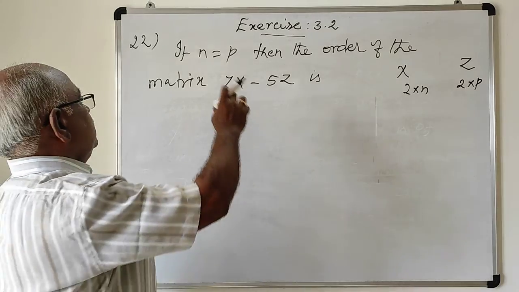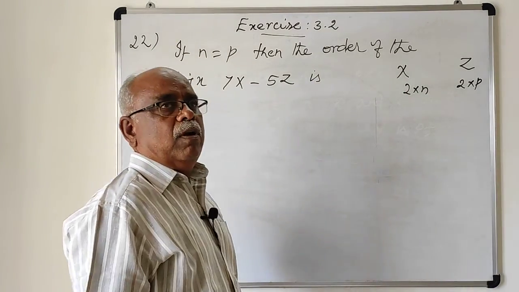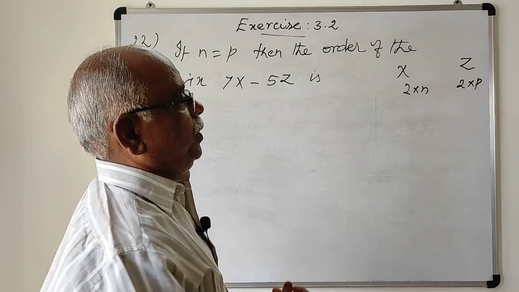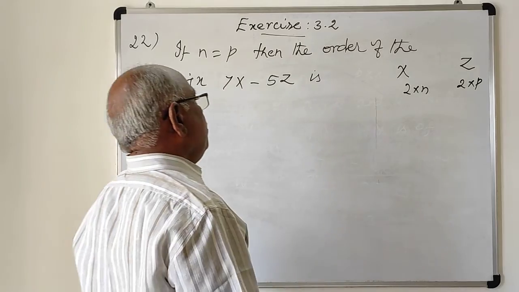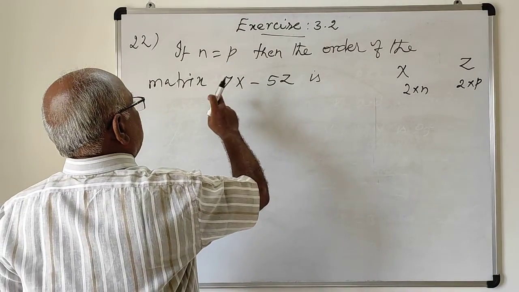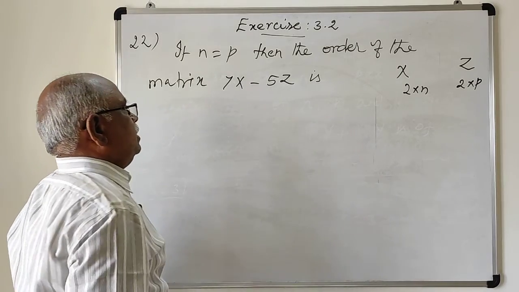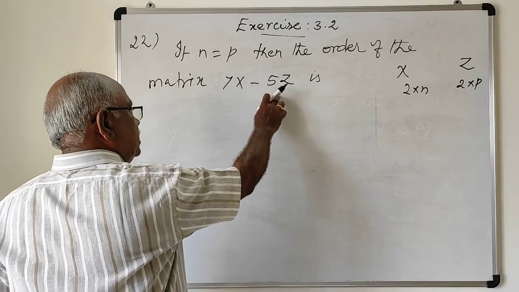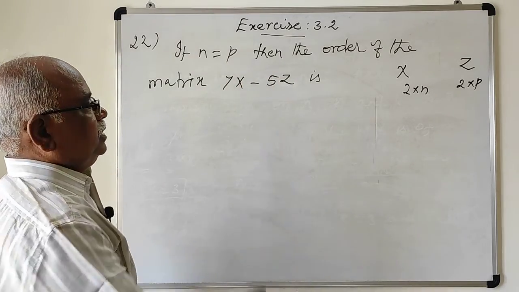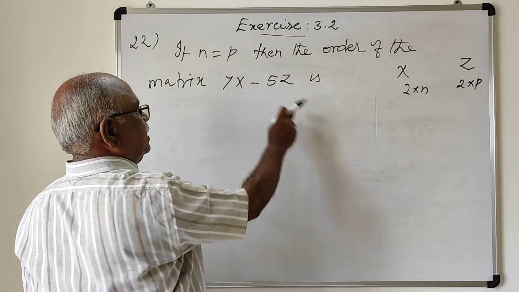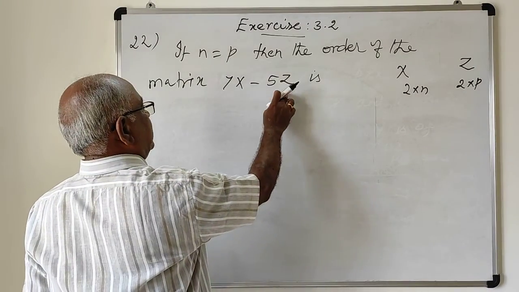For problems 21 and 22, this is the same condition of matrices X, Y, Z, W, P given. X is of order 2 by n and Z is of order 2 by p. Now they ask, if n equal to p, what is the order of 7x minus 5z? 7x minus 5z should be of the same order as X and Z, because the difference of two matrices is possible only when the matrices X and Z are of the same order.